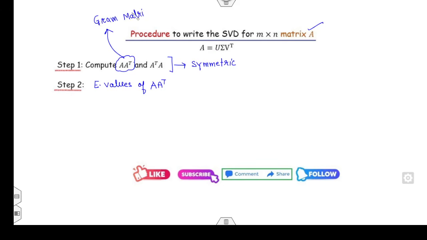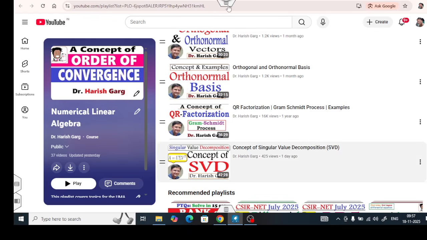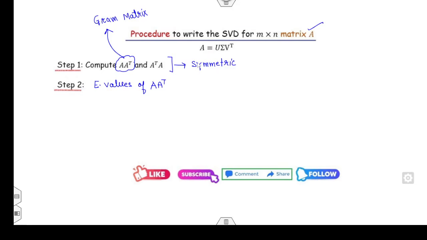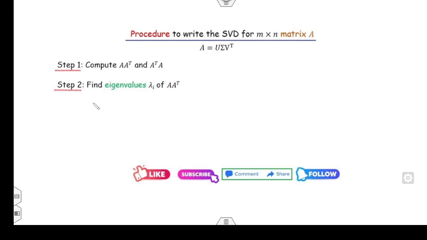I have already explained all this theory in the previous lecture. So you must watch those lectures. Find the eigenvalues of A into A transpose. So let's say lambda i are the eigenvalues of A into A transpose. Once you know the eigenvalues of A into A transpose, we can find the value of sigma i, which is defined as the positive square root of lambda i. And this sigma i is known as singular values.